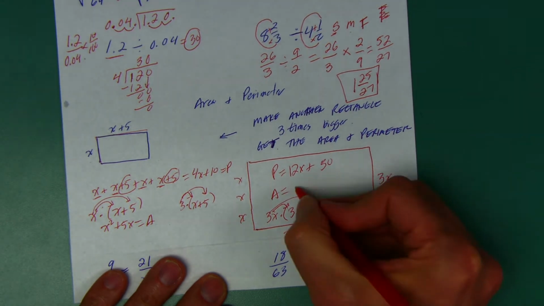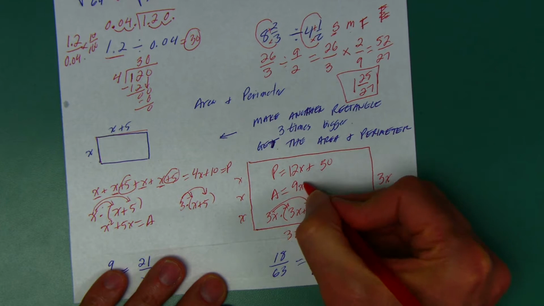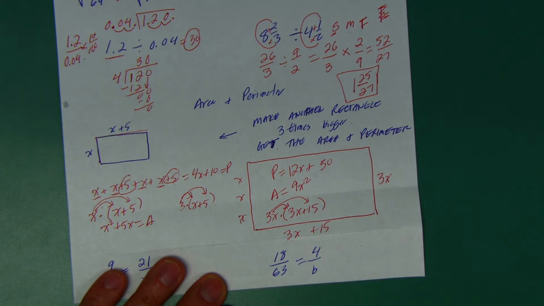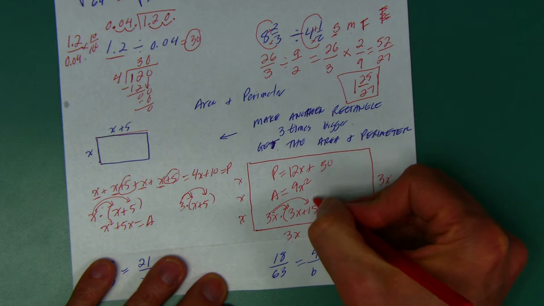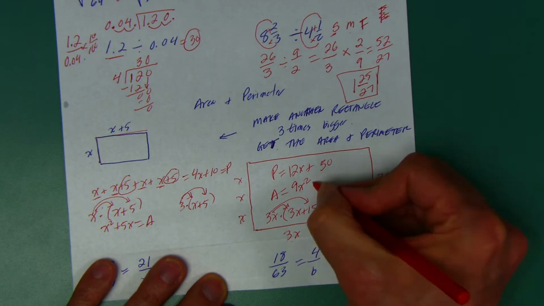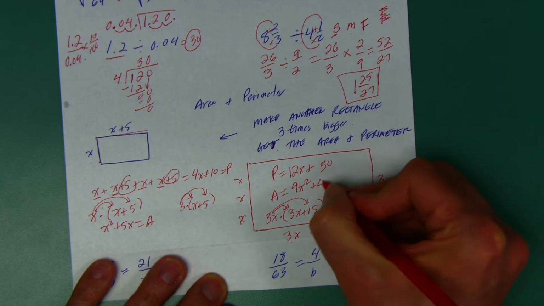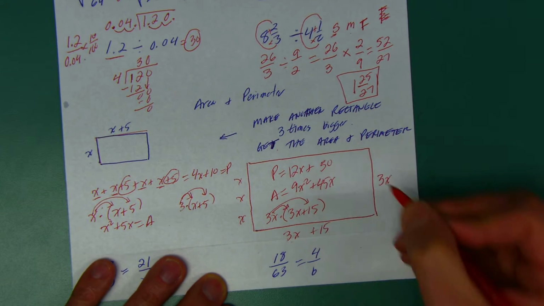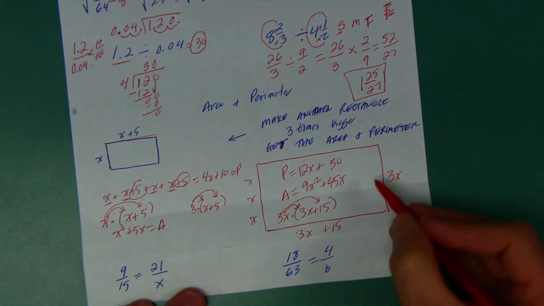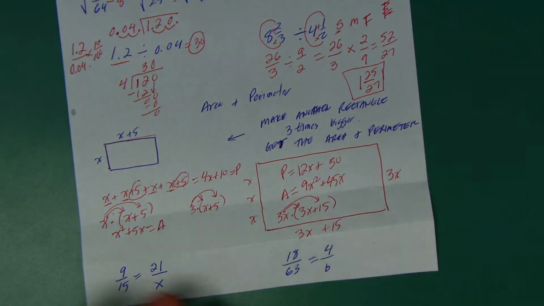3x times 3x is 9x squared. X times x is x squared, x to the second power. And 3x times 15 is, 3 times 15 is 45x. That's the area of this new rectangle. That's the perimeter. Okay, tough problem, huh?